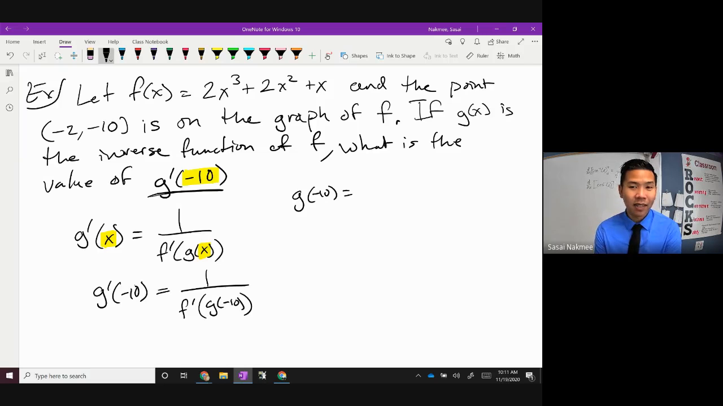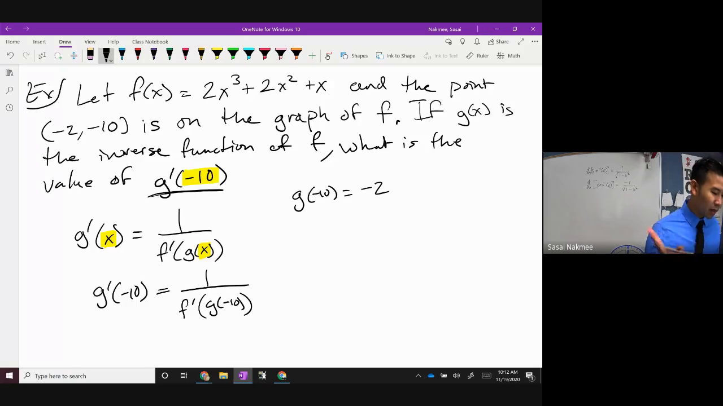g of -10 is going to be -2. The reason is f of -2 is -10. g is the inverse. It takes it and goes backwards with it. They flip it around. So g of negative 10 is negative 2, right?